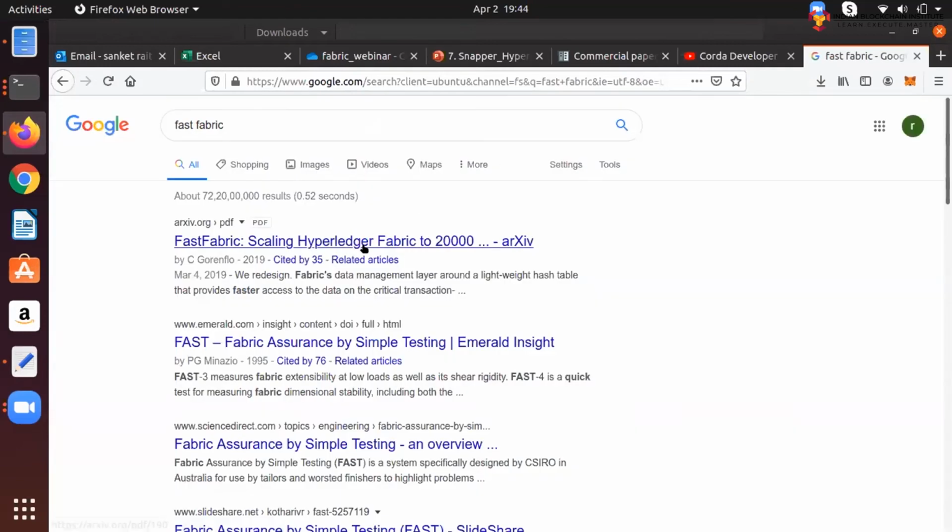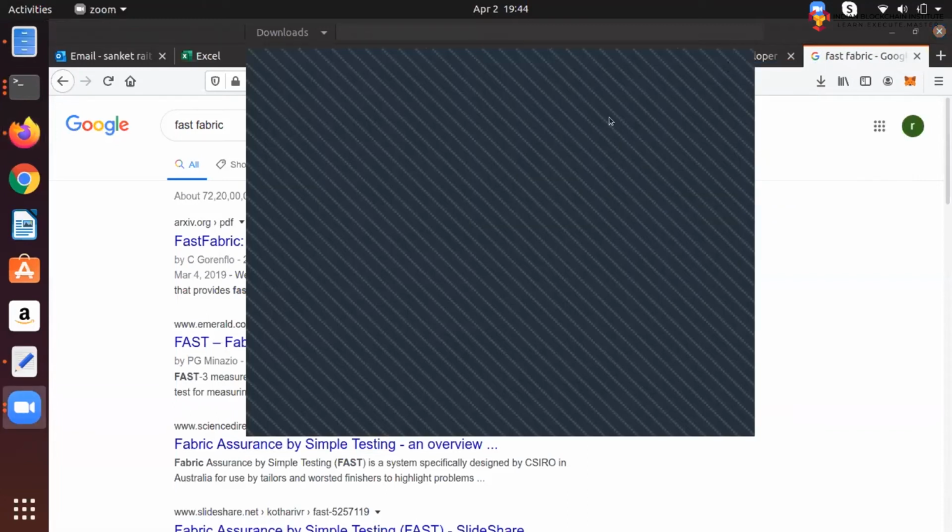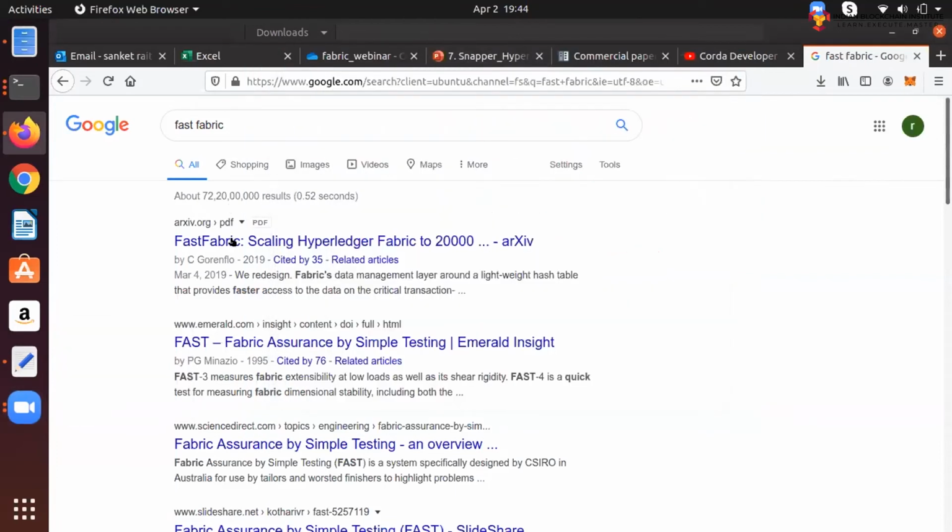So yes, can you see this? Who asked me that question? Arun Kumar. Type Fast Fabric and this article. Download the PDF and please read it. They have given how to configure it. So it's not just Raft making it work for 20,000 TPS, but there are channel configurations to be done. Okay. So got it?